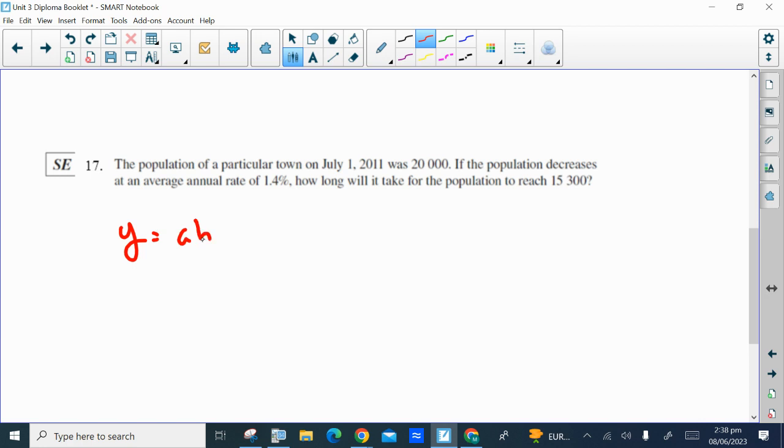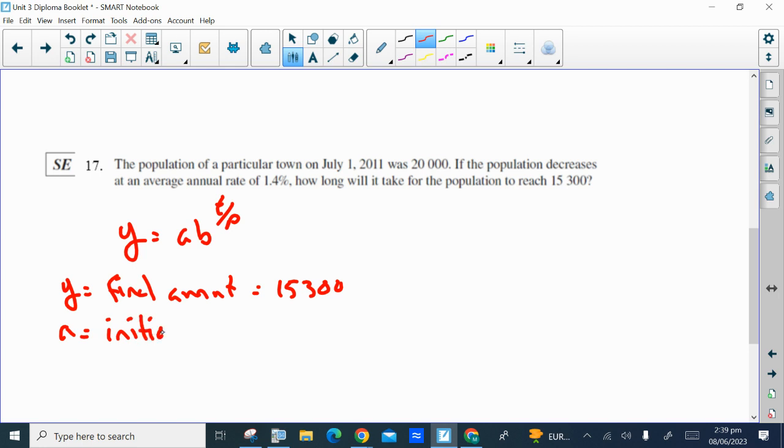So if we use the exponential growth and decay formula that's on the formula sheet, that's y equals a times b to the power t over p. Y is the final amount, which in this case is our 15,300. A is the initial amount, which is 20,000.